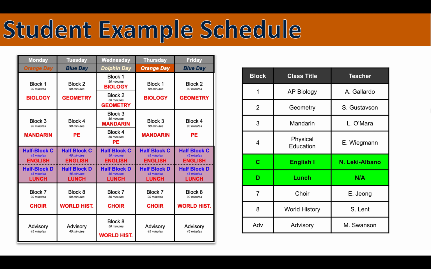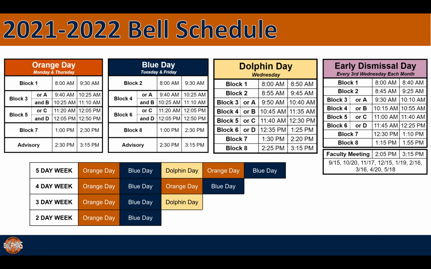So, you might have a different half block than what's listed here. Your half block might be letters A and B. If you have A and B as a half block for your lunch and class, you would not have a block 3 or 4 anywhere on your schedule. However, you would have a block 5 and 6. So again, you can only have A and B or C and D. You cannot have both A and B and C and D.